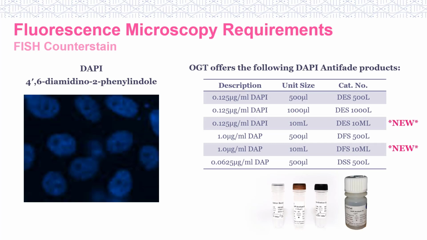DFS, or DAPI Full Strength, is a stronger concentrated version that some labs prefer to use for FFPE tissue applications. It is offered in either a 500 microliter or the brand new 10 milliliter size. Lastly, CytoCell offers the DSS, or DAPI 16th strength, which is the least concentrated option for labs that prefer a less intense counterstain. It is available in a 500 microliter vial size only.